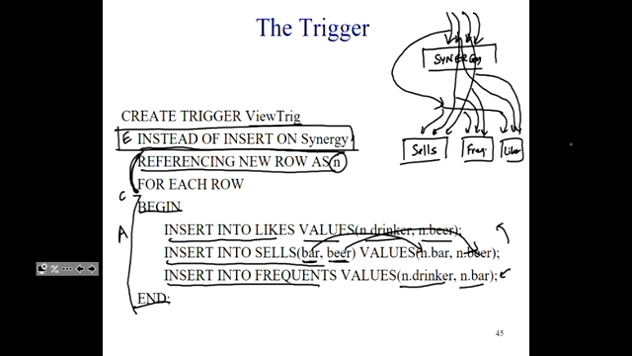Yes? What happens if the sells relation already contains that bar and beer? So it's just going to get inserted with a null value.